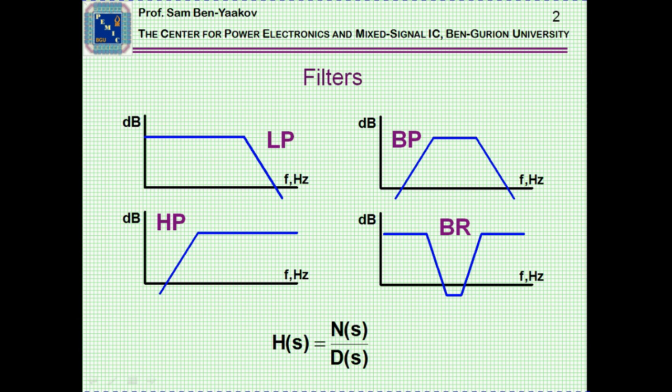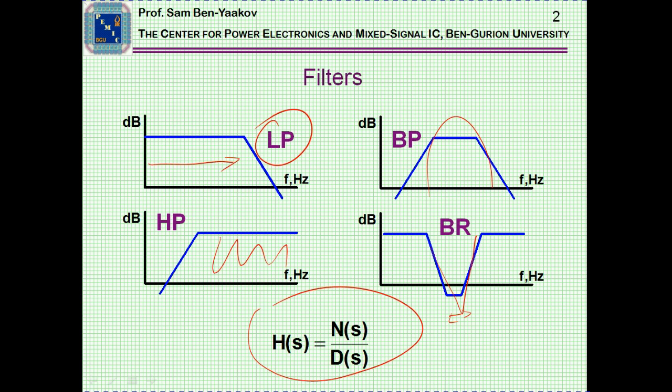For example, a low-pass filter will be a filter that will transfer low frequencies. A high-pass, high frequencies. Band-pass, a band of frequencies, and band reject will reject some frequencies in this particular region. When expressed as a Laplace transform transfer function, a filter will normally include some numerator and denominator, which actually will determine the type of the filter.